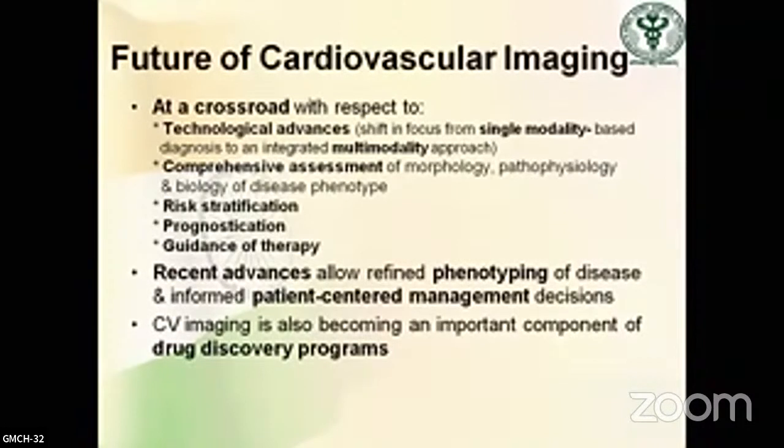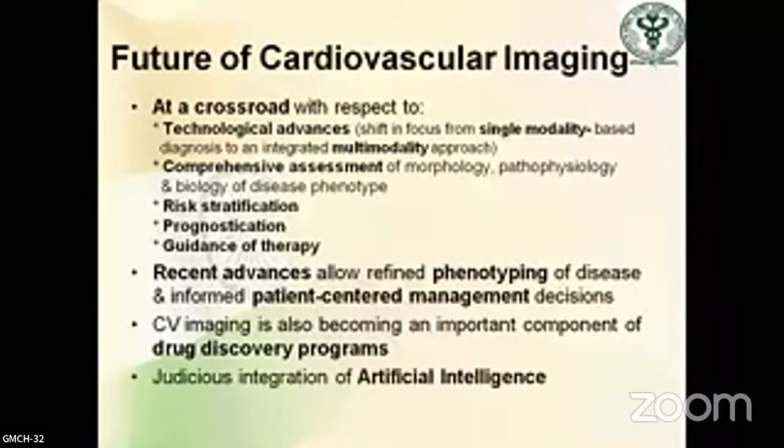Actually, we are also moving to phenotyping disease. Cardiomyopathy is very important nowadays. Why? Because we are able to prevent certain cardiac deaths by investigating asymptomatic family members of a given disease, and that's where the phase is very exciting. We are also imaging for drug discovery programs as well. So these are very exciting advances.